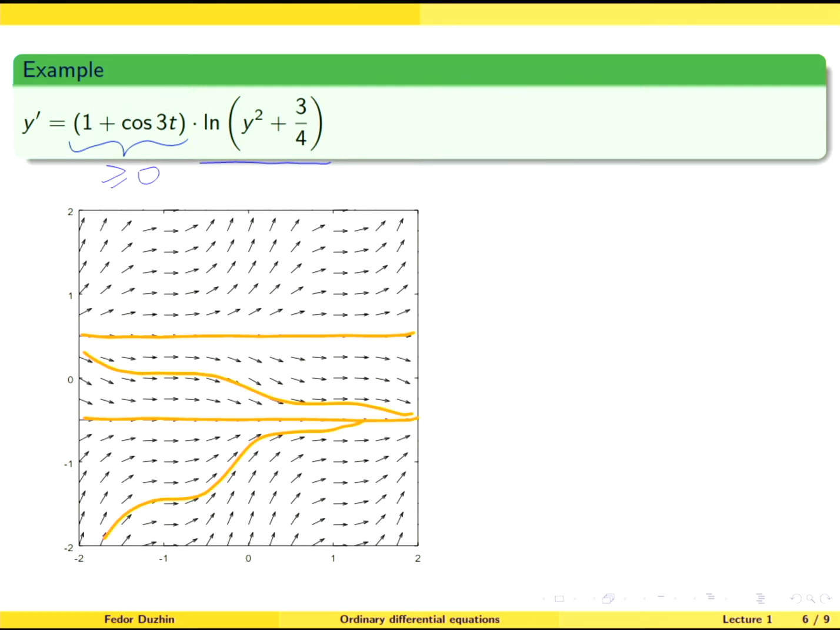Well, if the initial point is below 1/2. Well, if the initial point is above 1/2, then it seems to still approach infinity. Only probably slower than it does in the previous example, but the behavior is similar.